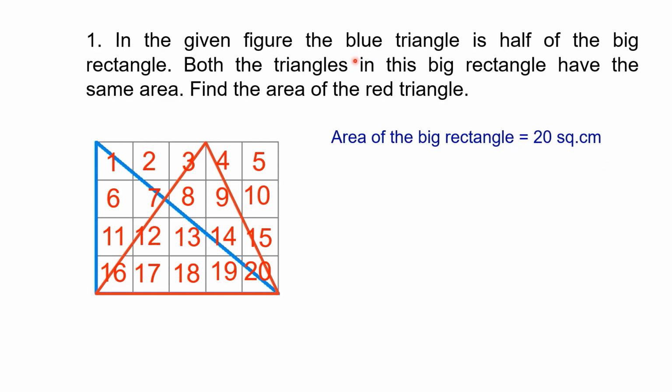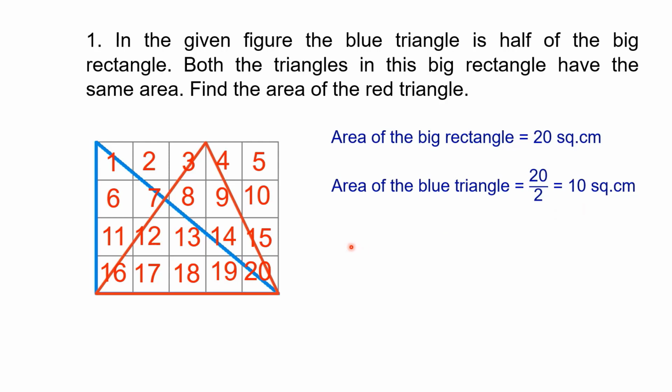From the figure, we know that the area of the blue triangle is half of the area of big rectangle. So, the area of blue triangle is equal to 20 divided by 2. Here 20 is the area of the big rectangle. Area of the blue triangle is half of the area of big rectangle. That is half of 20. That is 20 divided by 2. It equals 10 square centimeters.